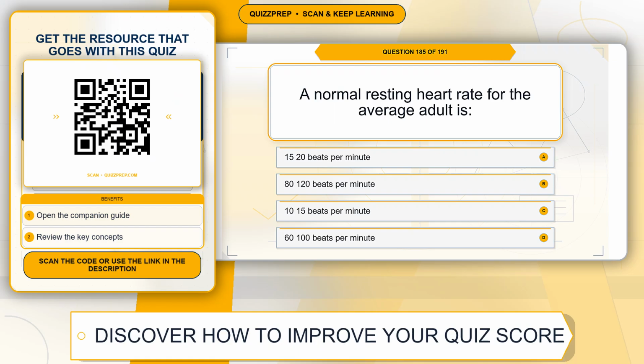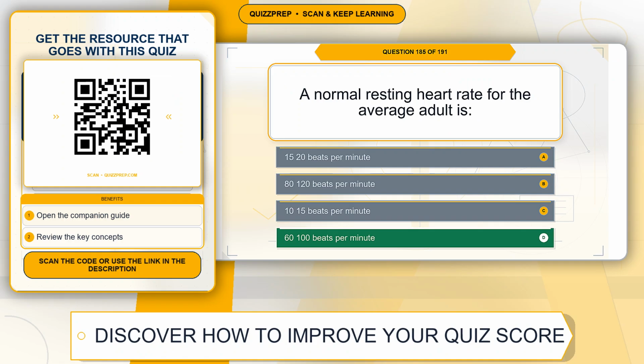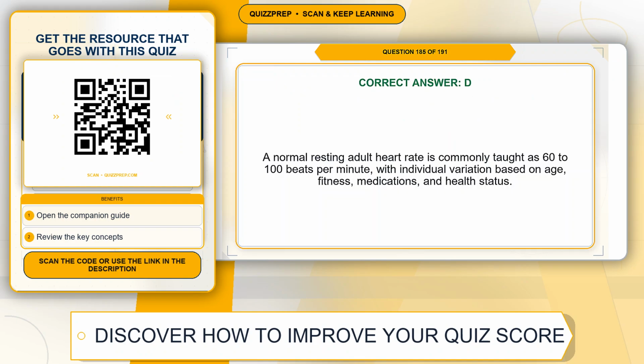Question 185. A normal resting heart rate for the average adult is: Option A, 15-20 beats per minute. Option B, 80-120 beats per minute. Option C, 10-15 beats per minute. Option D, 60-100 beats per minute. The correct answer is option D, 60-100 beats per minute. Explanation. A normal resting adult heart rate is commonly taught as 60 to 100 beats per minute, with individual variation based on age, fitness, medications, and health status.